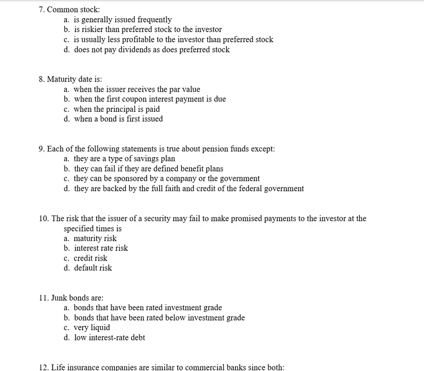The issuer of the bond is the seller of the bond. So that would be not the maturity date, but the sale date. That's whenever the issuer of the bond receives money. When the coupon payment is first due, that would not be the maturity date. And then D, when a bond is first issued. Yeah, the maturity date is whenever the principal is paid back. So C is the correct answer.